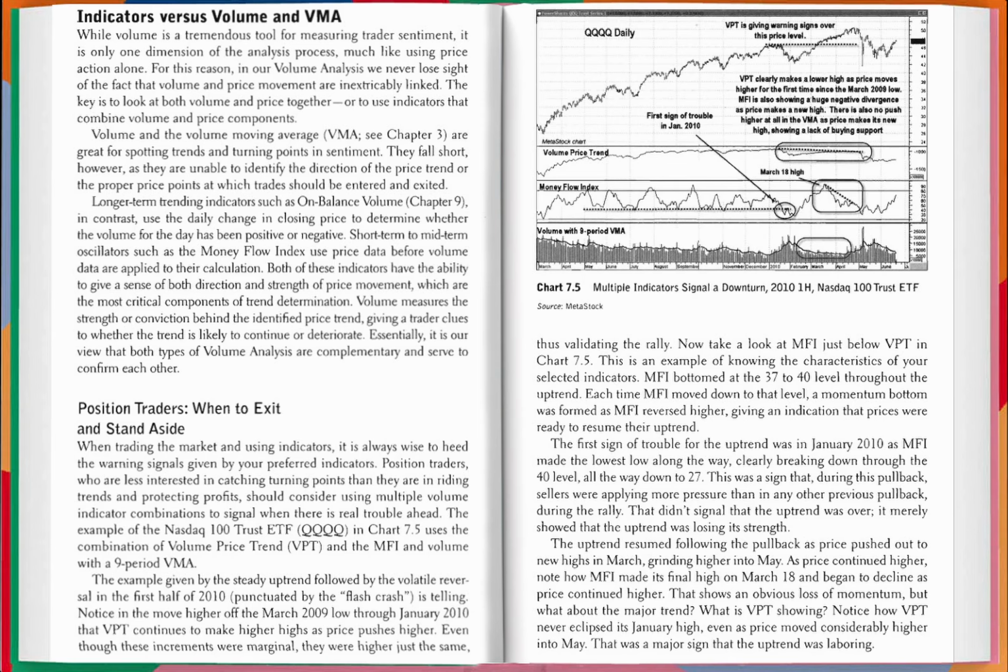The uptrend resumed following the pullback as price pushed out to new highs in March, grinding higher into May. As price continued higher, note how MFI made its final high on March 18 and began to decline as price continued higher. That shows an obvious loss of momentum, but what about the major trend? What is VPT showing? Notice how VPT never eclipsed its January high, even as price moved considerably higher into May. That was a major sign that the uptrend was laboring.